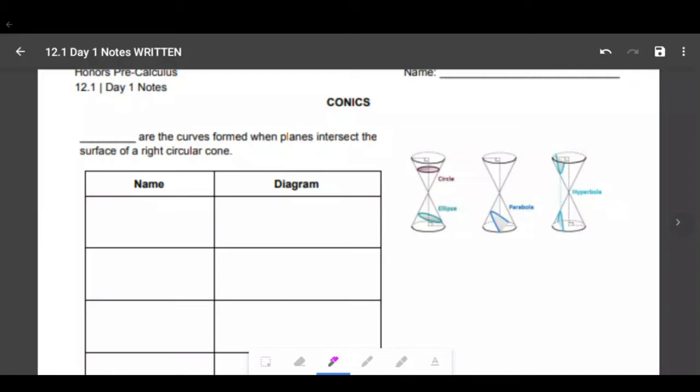So today we're going to be looking at chapter 12, which the name of the entire chapter is conics. And if we take a look at day one, we're going to get the introduction here, where conics are the curves formed when planes intersect the surface of a right circular cone. Now, what does that look like visually?